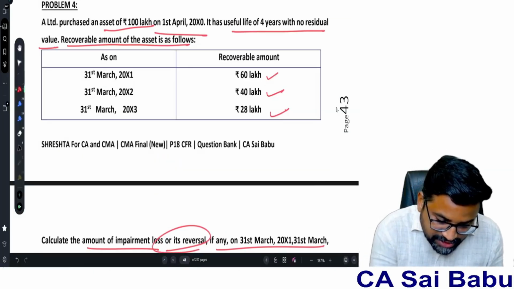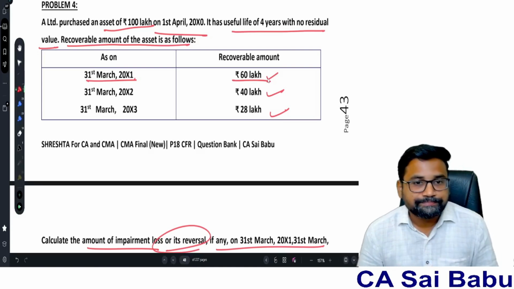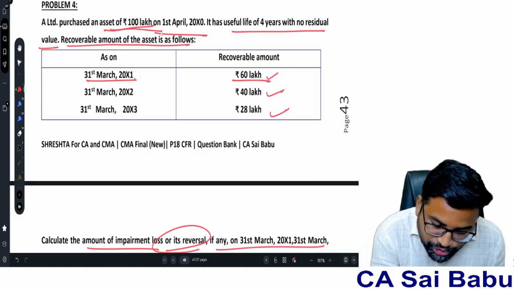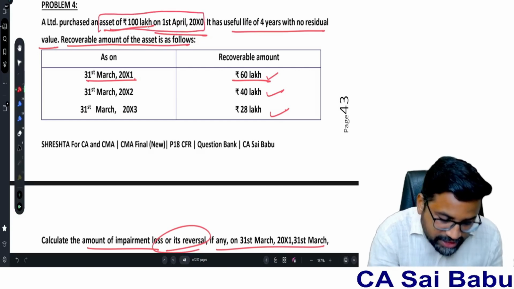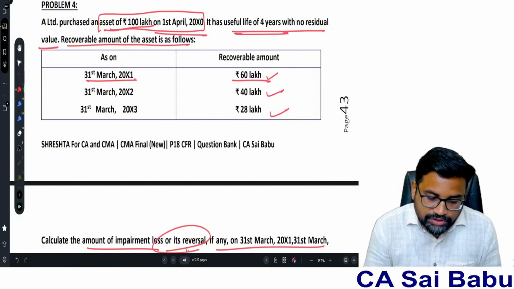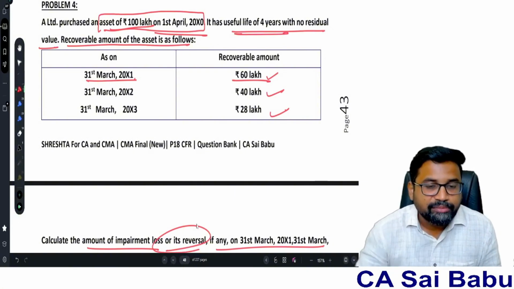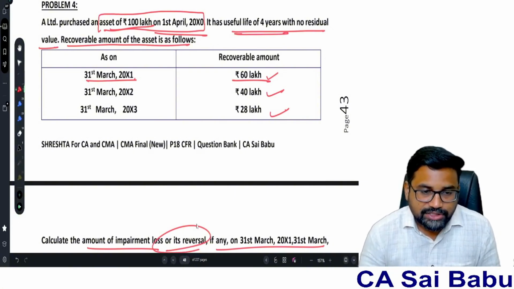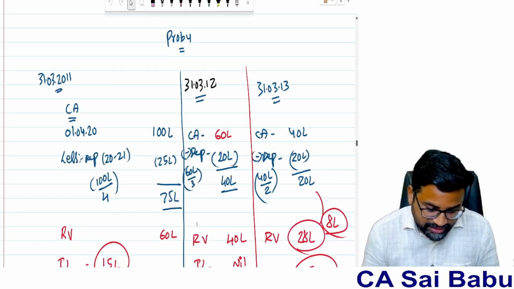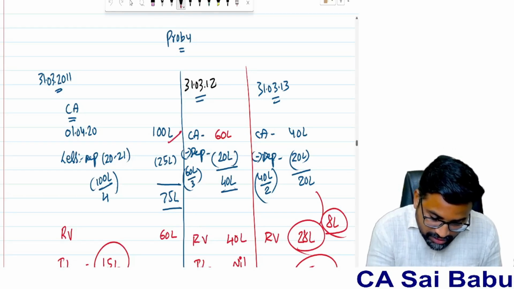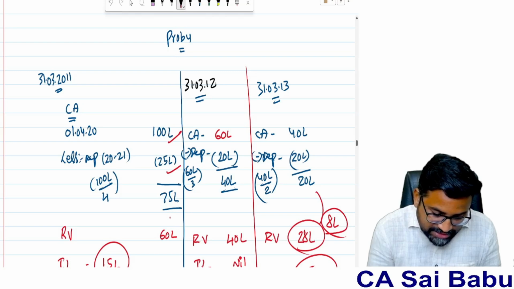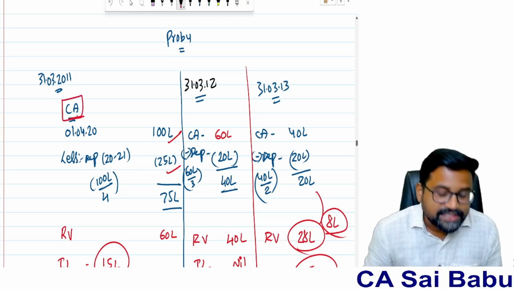So first year end, 31st March 2011, right? Tell me what is the value at which you purchased the asset? 100 lakhs on 1st April 2010. What is the useful life? 4. So first year depreciation is 100 divided by 4, so 25 lakhs. So 100 minus 25, so 75 lakhs is the carrying amount at the end of the first year, right? See here, 100, depreciation for the first year 25, so 75 lakhs. What is this? This is the carrying amount of the asset.